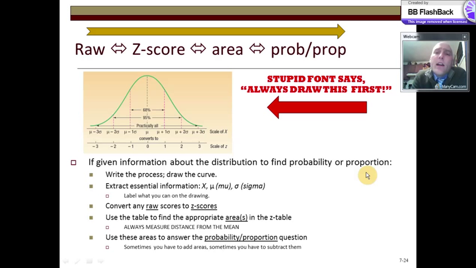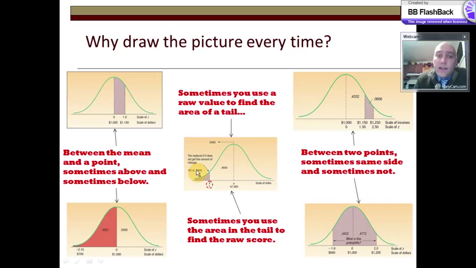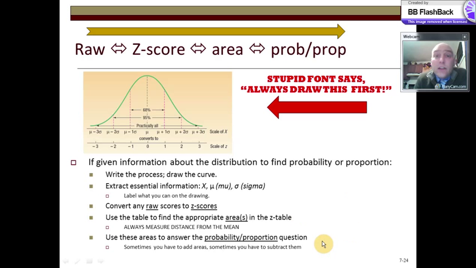Once you've got the z-scores on your drawing, you can use those z-scores to go to the table and find areas that you need. Again, in some circumstances, it may be as easy as finding one area. Maybe you recognize it's on the left side. Maybe you got to subtract something. Maybe you've got something on both sides. Whatever the case, you've now got the z-scores, and the z-scores are the things you need to calculate those areas. You use the z-scores to look up the areas.